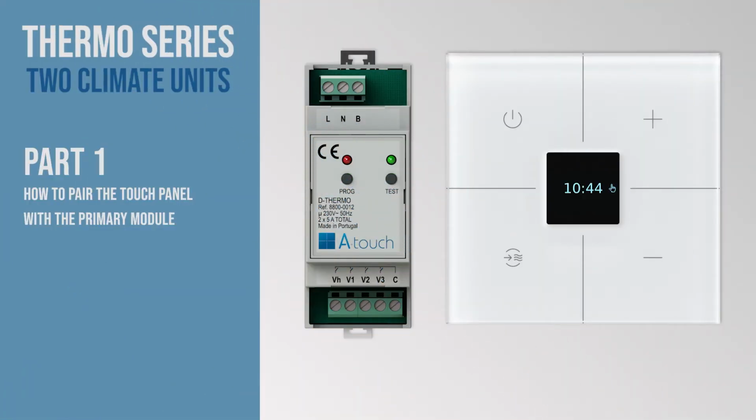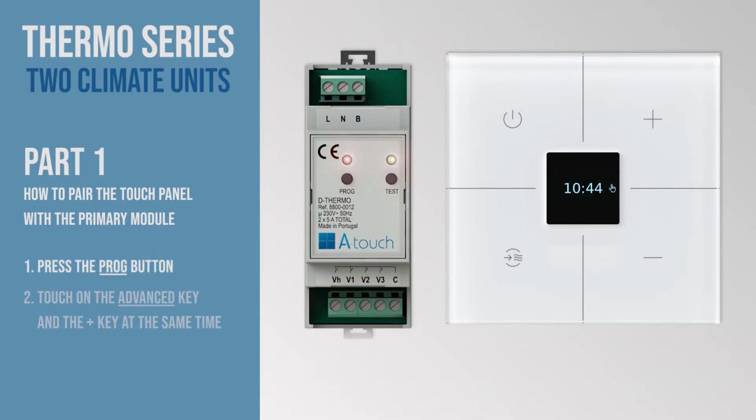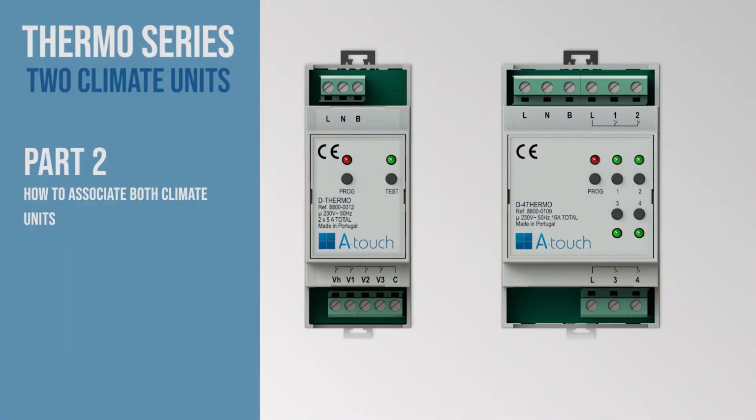Part 1 is how to pair the touch panel with the primary module. To do it, press the prog button on the primary module. And next, on the touch panel, touch on the advanced key and the plus key at the same time. The touch panel is paired, as we can see on display. Let's move on to the next part.